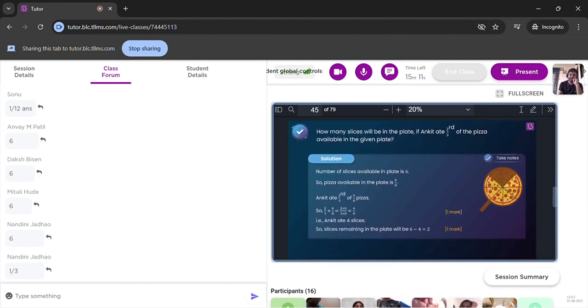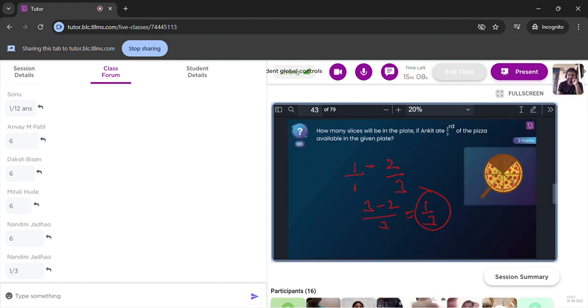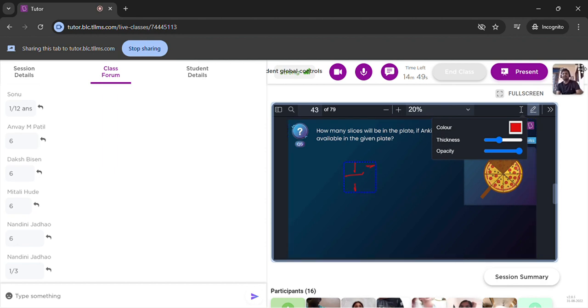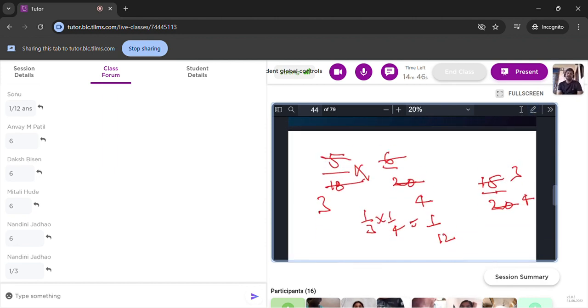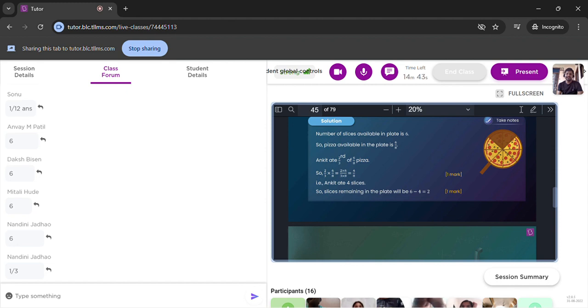Number of slices in the plate is 6. What is it asking? It is asking about slices. So you can look here how many slices: 1, 2, 3, 4, 5, and 6. Total number of slices is 6. So the correct answer, you have to solve in this way. Number of slices available in the plate is 6. When you count, 1, 2, 3, 4, 5, 6, you get total slices 6.